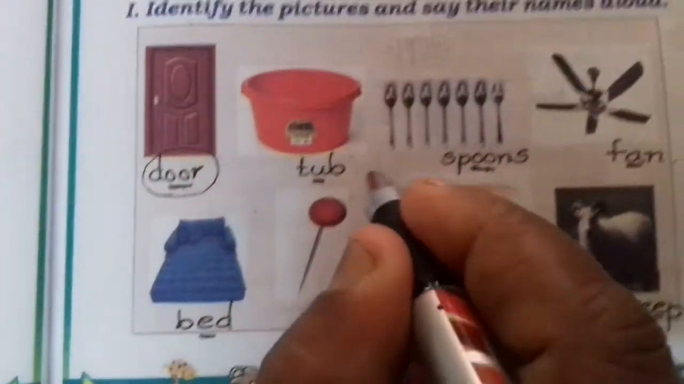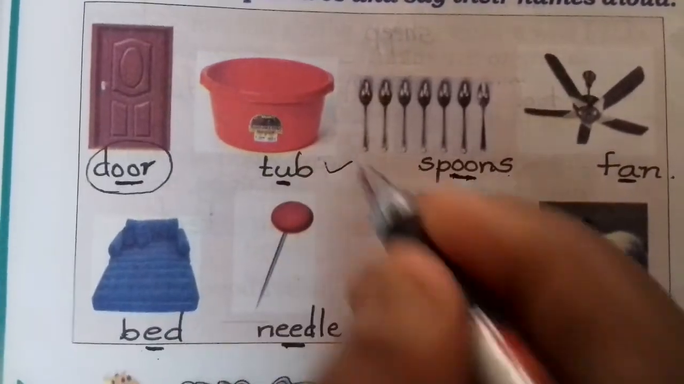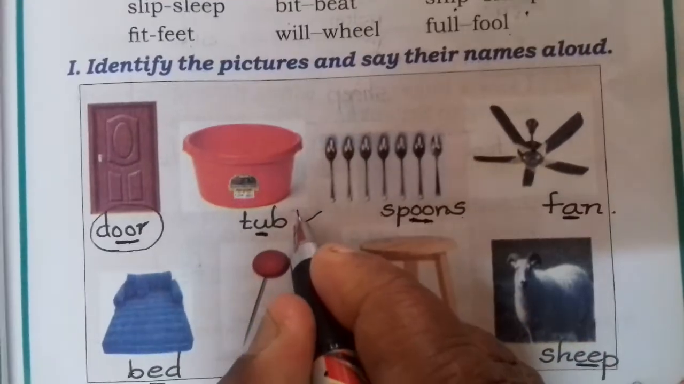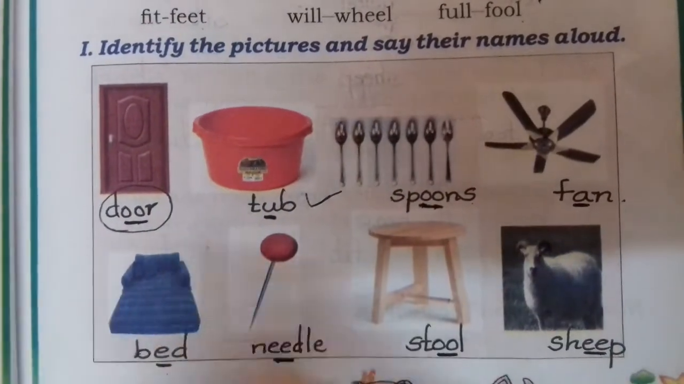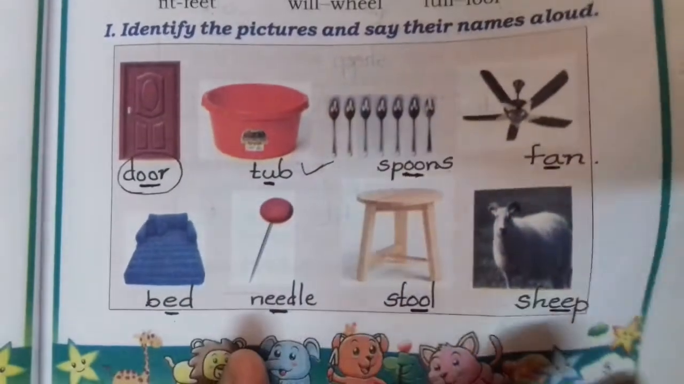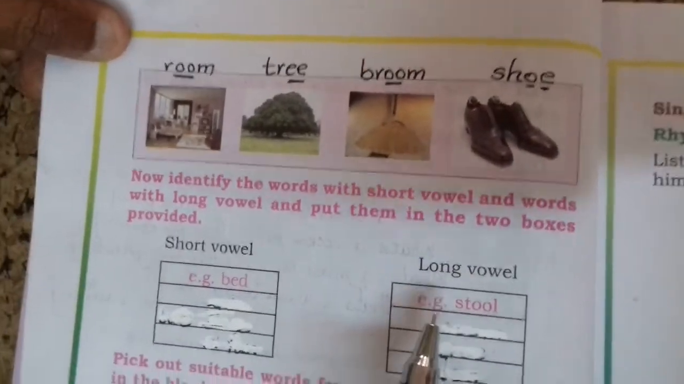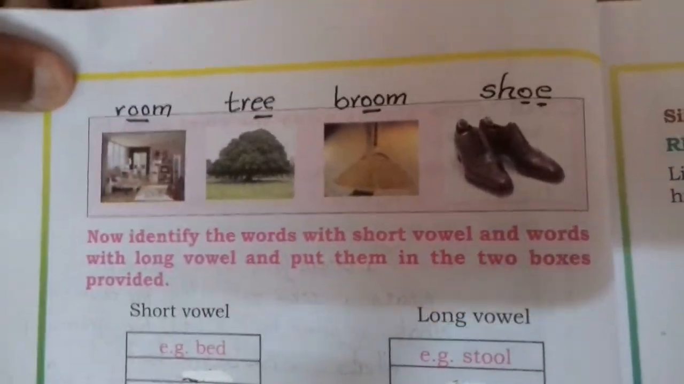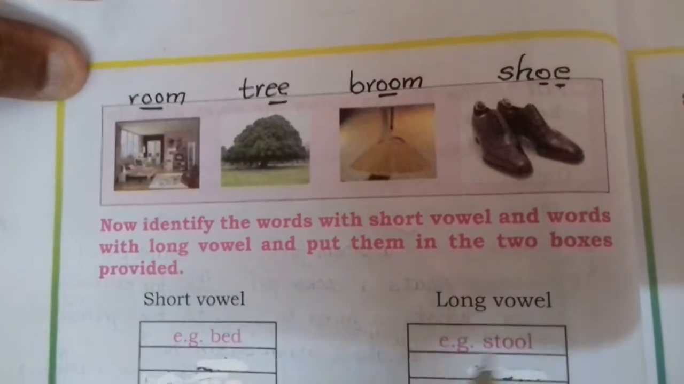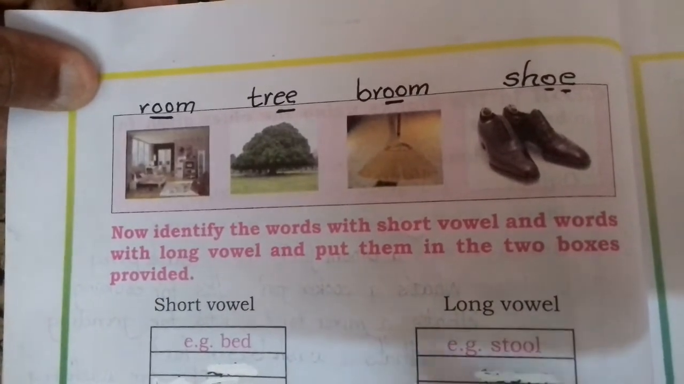If you find a short vowel, tick the word. Put a tick. So now the balance of it you have to name. Say whether it's a short vowel or a long vowel. Remember, long vowel, circle the word. Short vowel, tick the word.